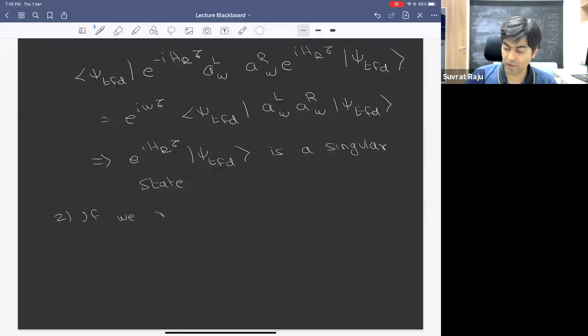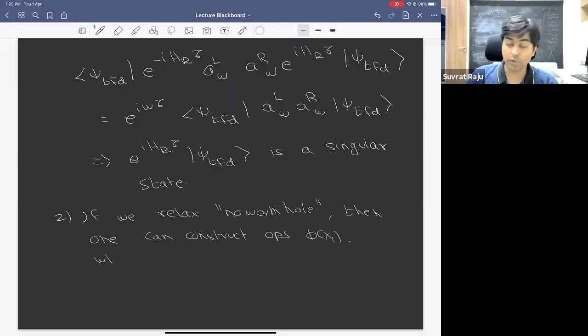If we relax the no wormhole hypothesis, or no wormhole in disentangled states hypothesis, then one can construct operators that give us the correct experience for the infalling observer, which do have the correct time translation properties. So if you're willing to accept that you do have a wormhole in the disentangled states, then you can get some operators that behave correctly in the thermofield double state and its cousins.